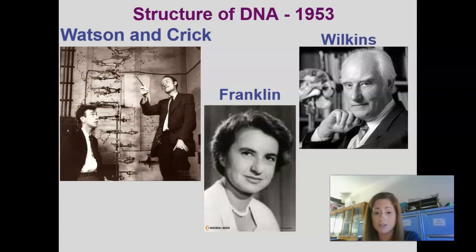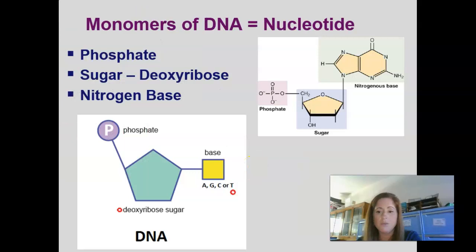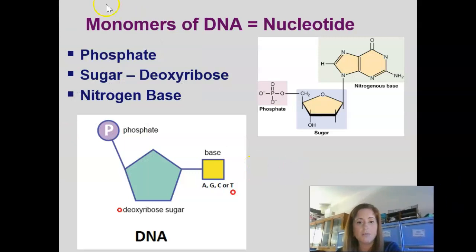So what is that structure? We can see here that DNA is made up of repeating units called nucleotides. The nucleotide is made up of a phosphate, a sugar, and a nitrogen base. That nitrogen base can be adenine, guanine, cytosine, or thymine, and we'll look at those in just a few minutes. The sugar, because it's DNA, is called deoxyribose.